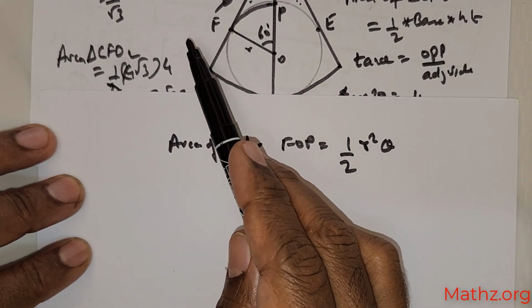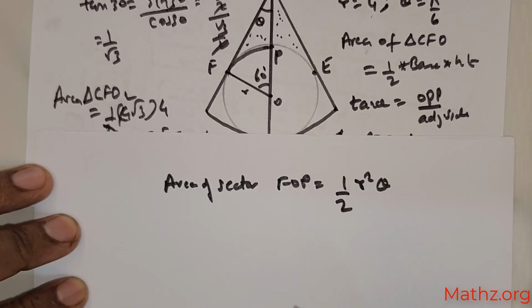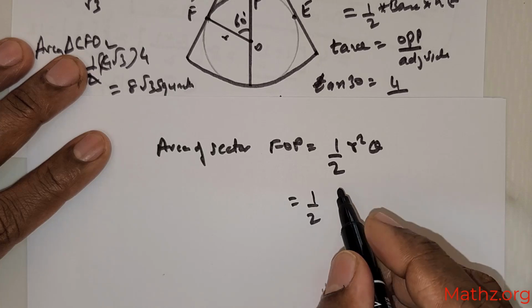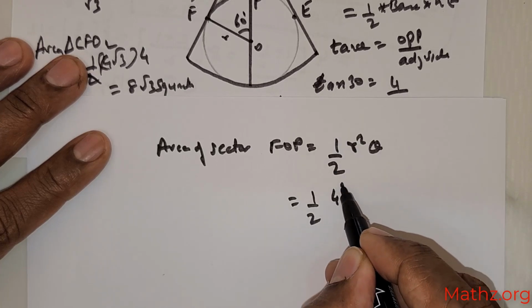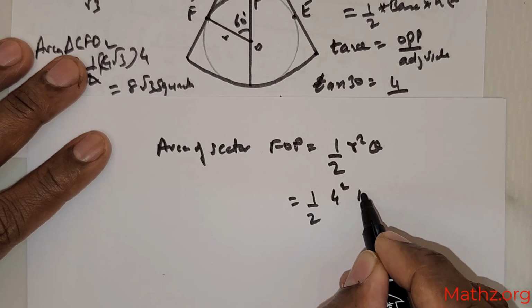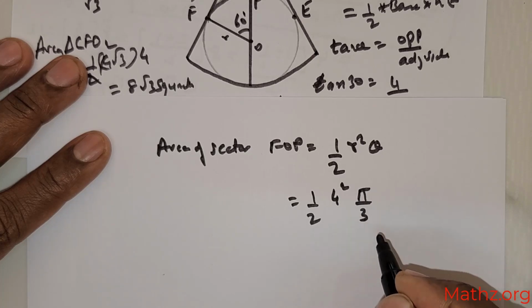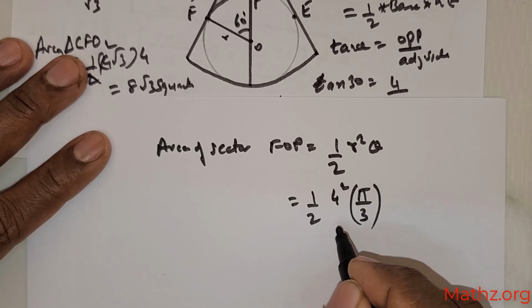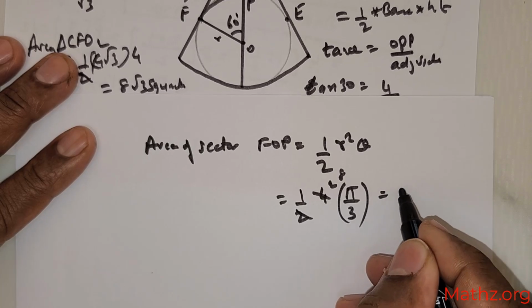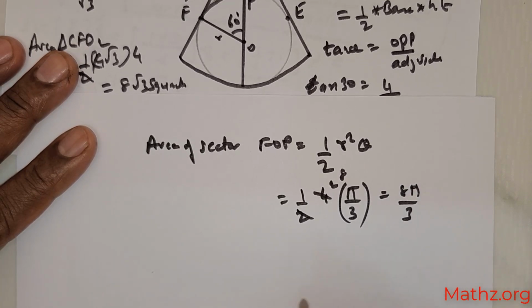Now we are looking for FOP. So that is going to be equal to 1 over 2 times my r is 4 units, 4 squared. My theta is 60. I'm going to write it as pi over 3. So this is 16. So 2 divides here 8 times. So this will be 8 pi over 3.